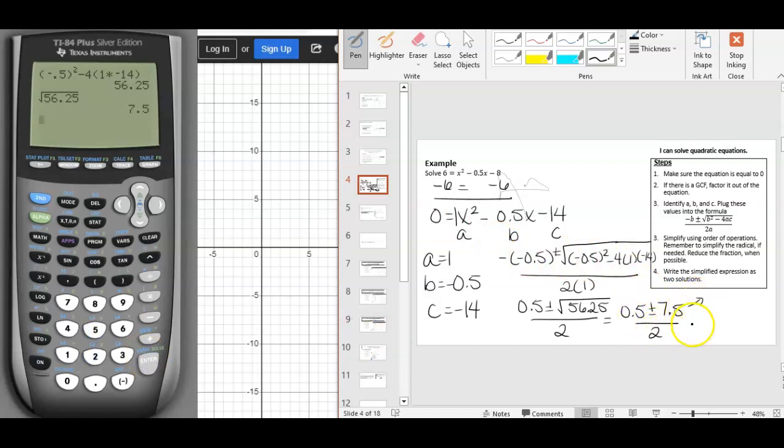So remember, the plus or minus gives me two solutions. If I do 0.5 plus 7.5, that is 8, and then 8 divided by 2 is 4. And then if I do 0.5 minus 7.5, and then divide by 2, that gives me negative 3.5. Okay, so that's how you get the two solutions to this quadratic equation.